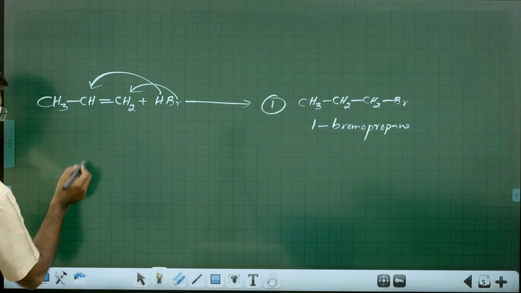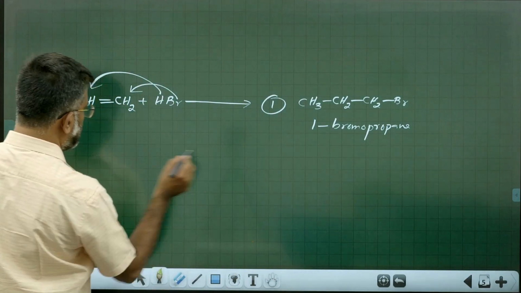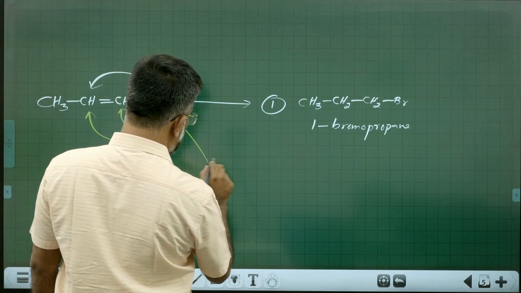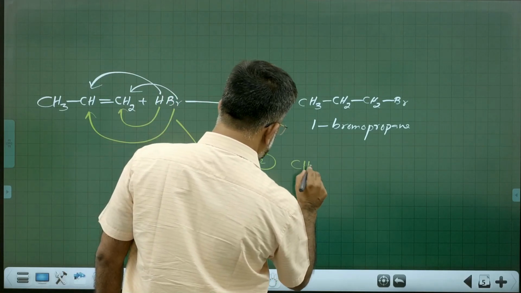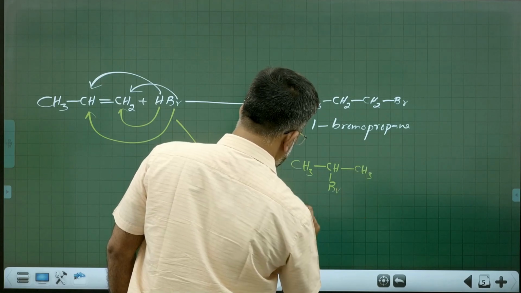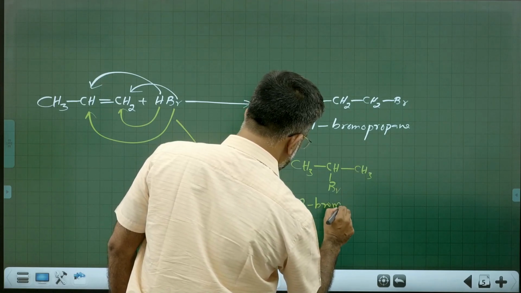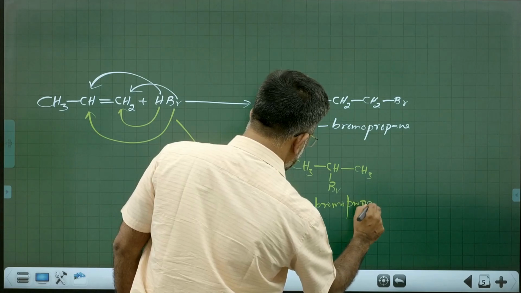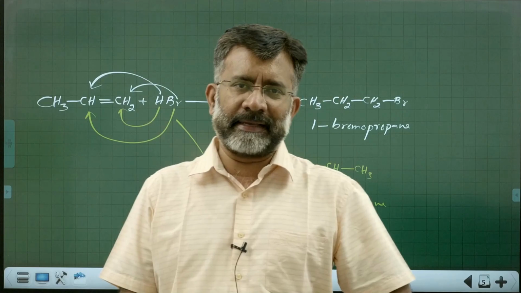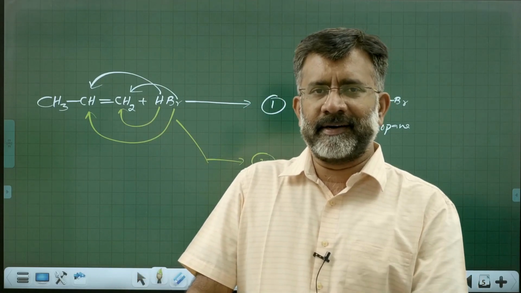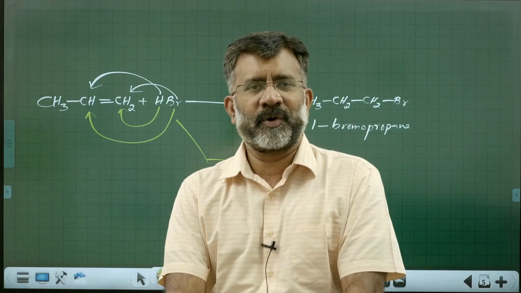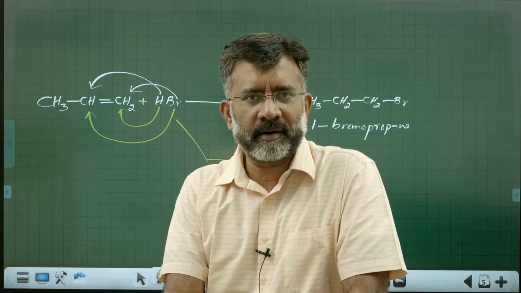And now another chance is hydrogen added here and bromine added here. You get a second possible product, that is CH3CHBrCH3, that is 2-bromopropane. I'm sure many of you have been able to recollect by the time I started discussing the very popular, the very famous Markovnikov addition. This is what is called a Markovnikov addition.